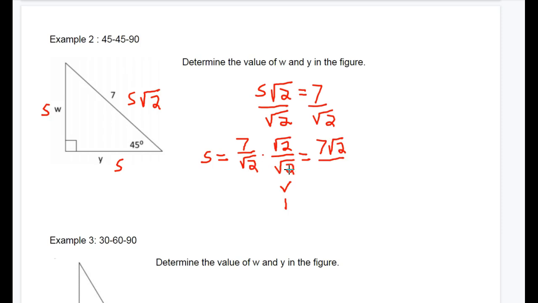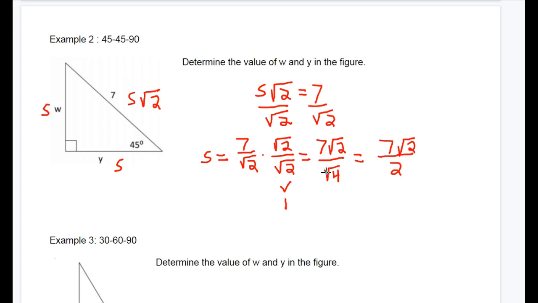Square root of 2 times the square root of 2 is simply going to be the square root of 4. Hey, we know what the square root of 4 is. That is going to be 2. So that leaves me with 2 in the denominator, and I end up with 7 square root 2 in the numerator. Okay? So if you're in Delta Math, you're going to want to put it in like this. It'll give you a symbol for the square root. It'd be 7 square root 2 over 2.